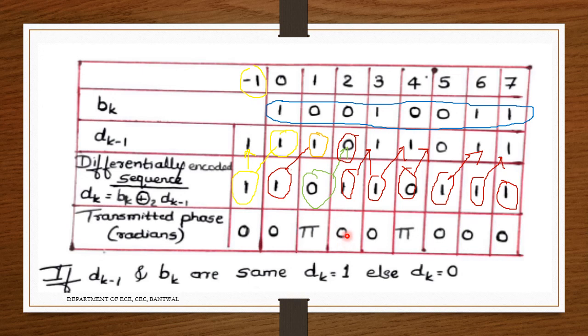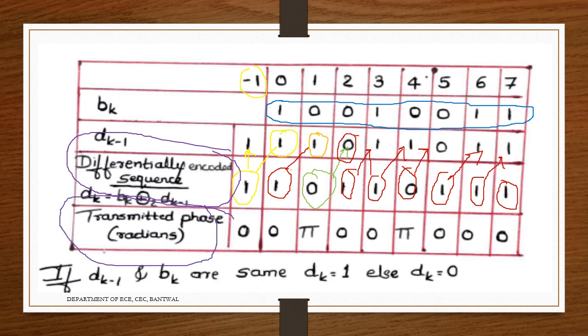For 1, no phase shift. For this bit, no phase shift. For this 0, a phase shift of 180 degrees. For this, no phase shift. For this, no phase shift. For this, no phase shift. So this is how we do DPSK, and you should know the importance of the reference bit and how we have done this. In short, this is D and this is PSK, so together we call it DPSK.